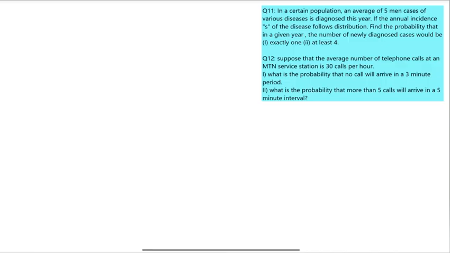So now we can identify that this is a Poisson distribution because there is a time interval. So whenever there is a time interval, then we are dealing with Poisson's distribution. So very quickly, let's define a Poisson distribution.